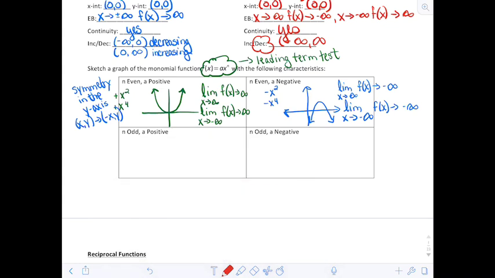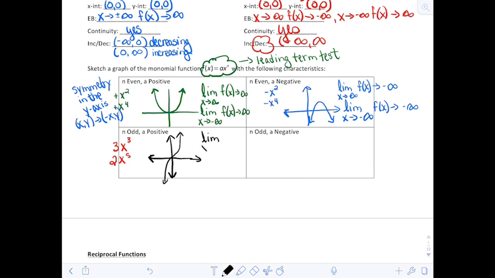Okay, now we're going to look at if n is odd. Maybe we have x to the third, maybe an x to the fifth, and maybe a is positive. Maybe we have 3x to the third and maybe 2x to the fifth. Those graphs would look something like this. Okay. All right, so that's an example of an odd function where a is positive, so the leading coefficient would be positive.